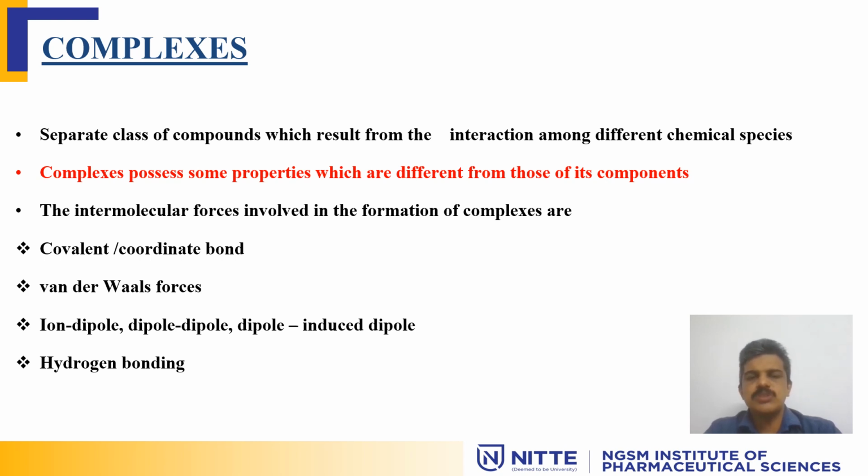So complexes possess some properties which are different from those of its individual components. In this previous example, A and B are the individual components. They react together to form complex C. The properties of complex C will vary from both A and B.